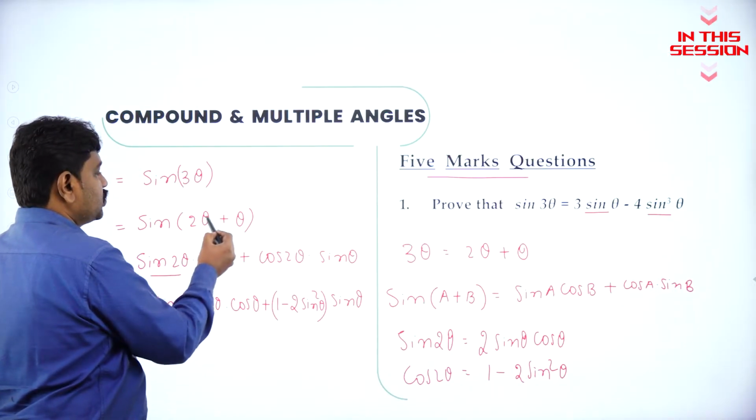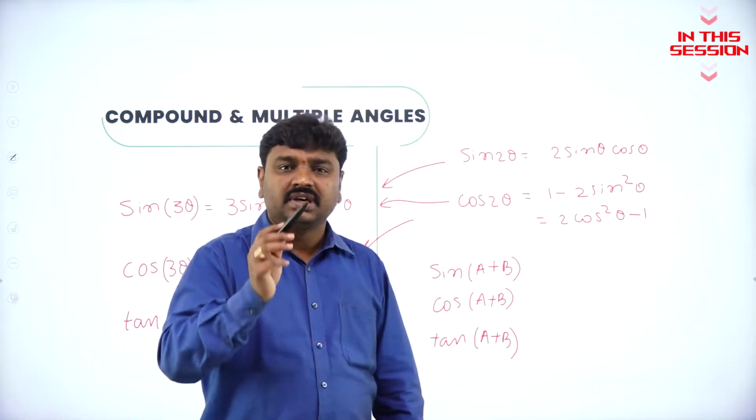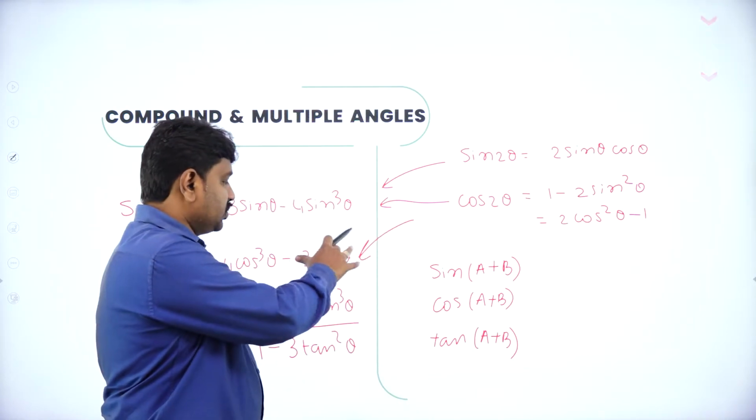Cos 3 theta they have given. 3 theta we wrote it as 2 theta plus theta. 3 can be written as 2 plus 1. What is tan of a plus b? Tan a plus tan b by 1 minus tan a into tan b. So these are the basics to derive this.